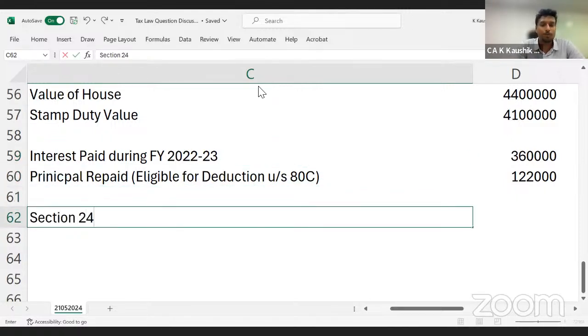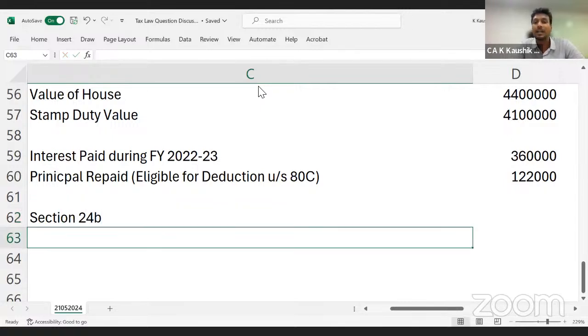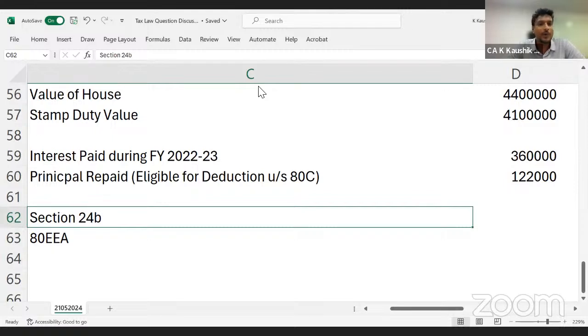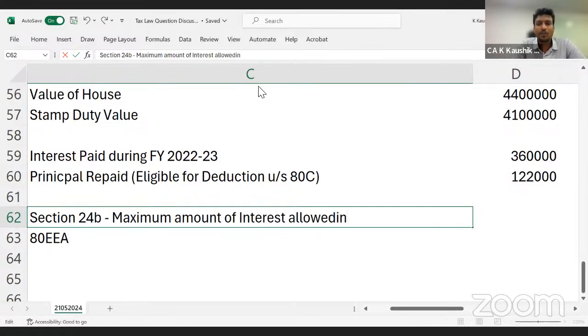Section 24B under income from house property and section 80EEA. Let us assume what can be claimed under section 24B. Since it is self-occupied, under section 24B, the maximum amount of interest allowed in a year to be claimed is 2 lakhs. And anything over and above that can be claimed in 80EEA. Otherwise, it can be carried forward to the subsequent year.